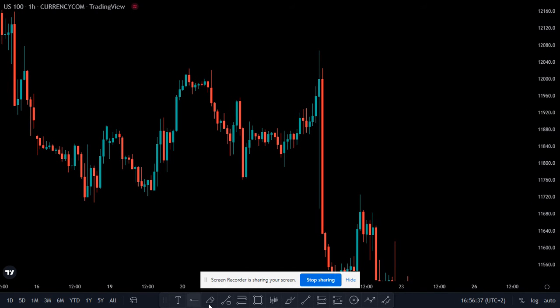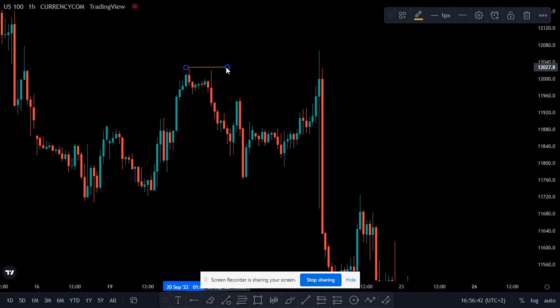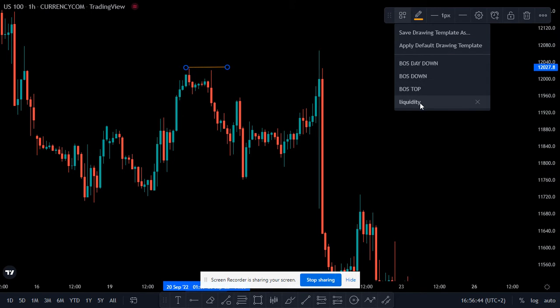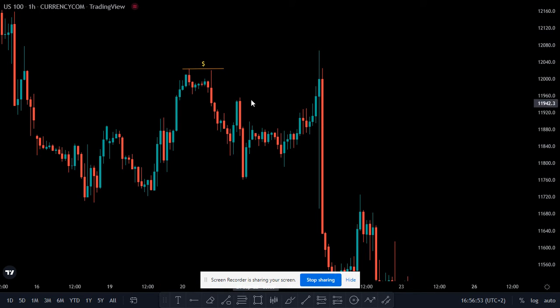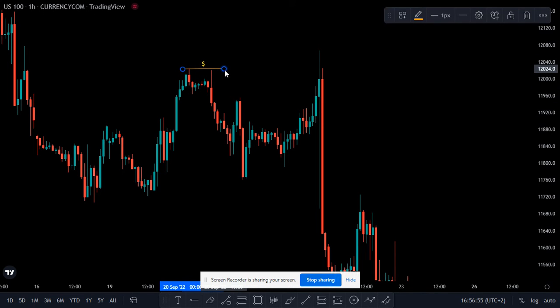So the first thing that we wanted to see happen, we wanted to see this double top liquidity taken out. As you can see, a lot of people trade double tops, so we knew that there were stop losses just above this double top liquidity. So we just wanted to see that being taken out first.